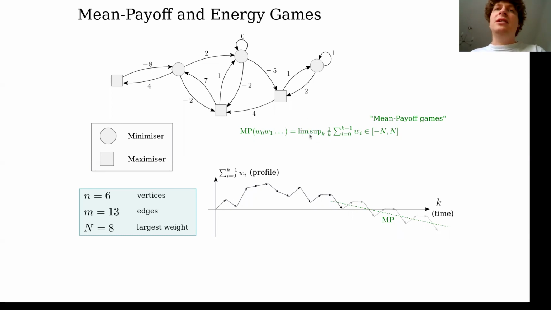Technically, the limit of these partial sums may not exist, which is why we have to put a lim sup here. But this is a technical detail and does not really matter.